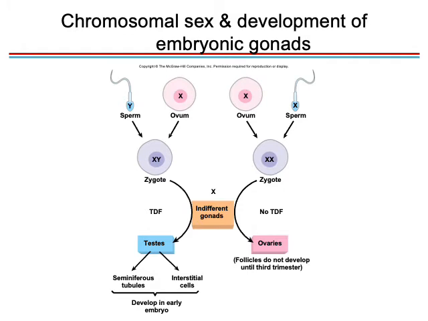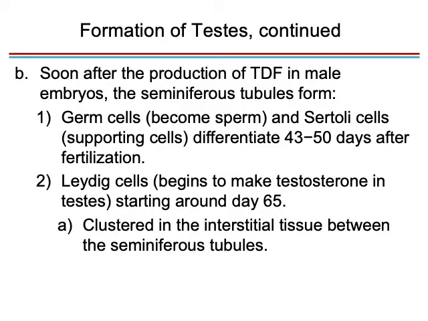This chart again shows you the effects of TDF activation, where it takes the germ cell and other cells and converts them to testis, while without TDF, those same germ cells become ovaries. The production of TDF begins the developmental process of maleness, especially the testis.